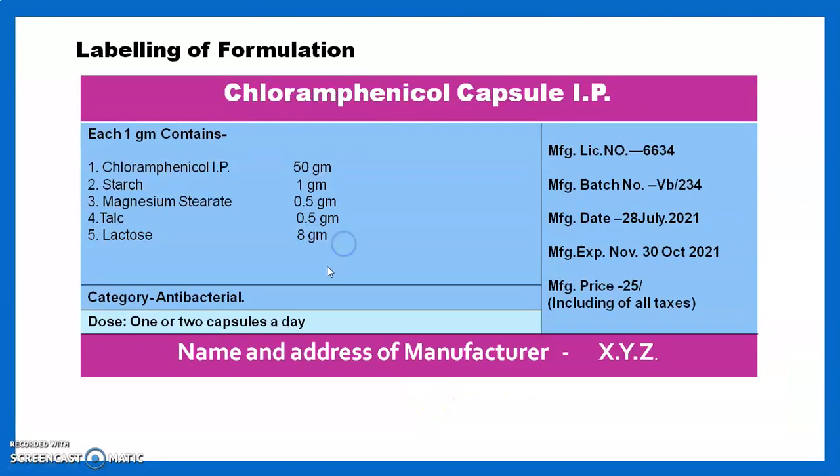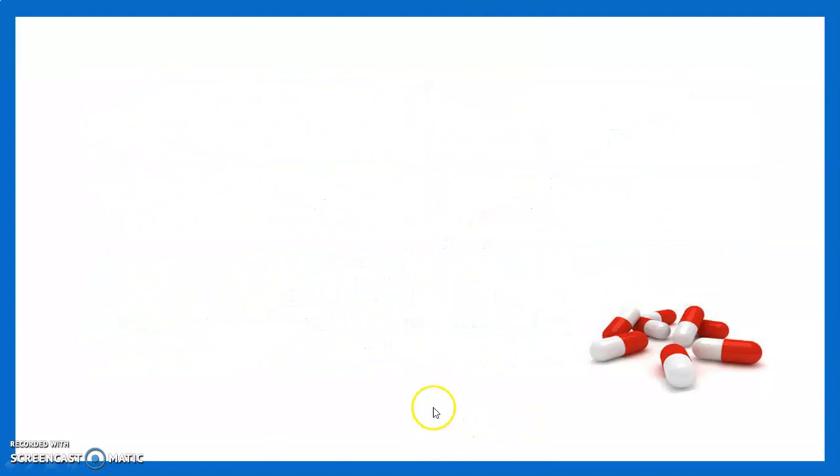Then labeling of the formulation. The label of our preparation should contain the name of the preparation at the top of the side. It should contain, for each 1 gram, all the names of the ingredients with their concentration. Then category, it's antibacterial. Dose, 1 or 2 capsules a day. Then manufacturing details like the manufacturing license number, manufacturing batch number, expiry date, then maximum retail price, etc. And at the last, name and address of the manufacturer. Then we move toward the result.